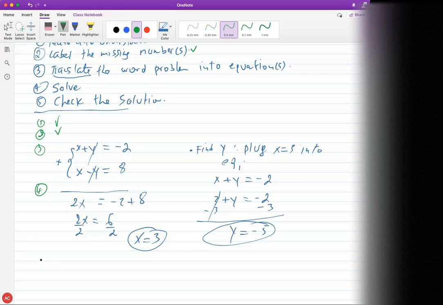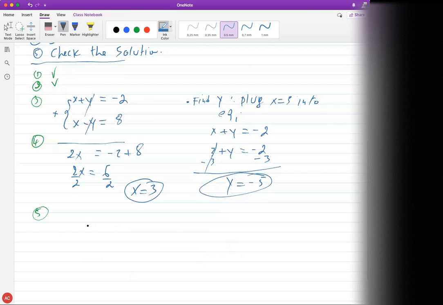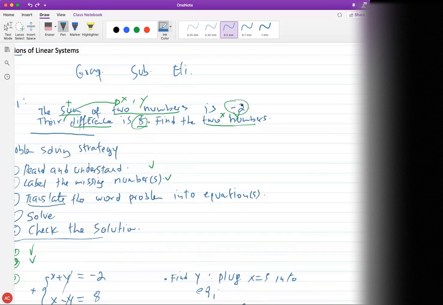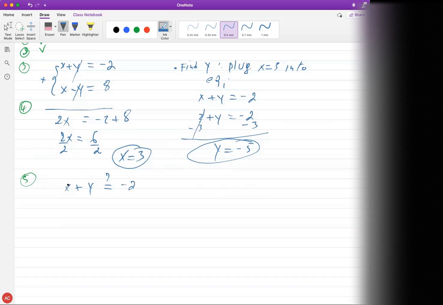So number 5. We said their sum should be -2. If we add x and y, so x plus y, is it -2? Their sum should be -2. So x is here, 3, plus y, which is -5.